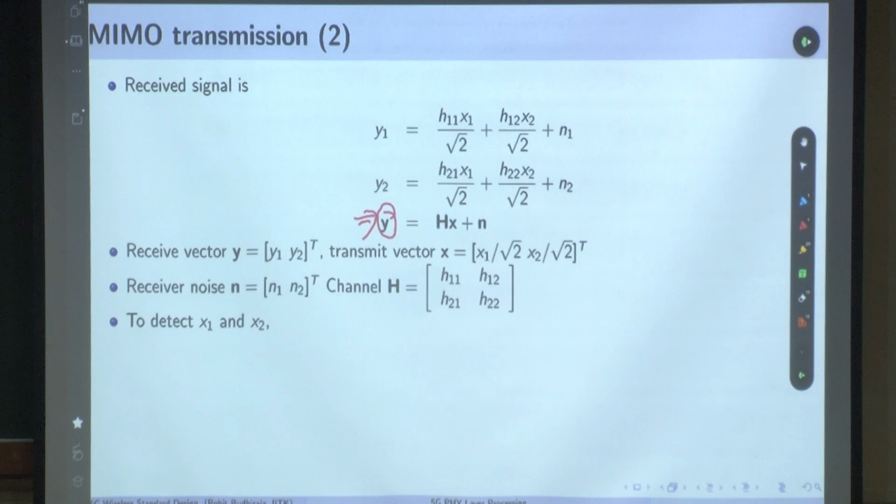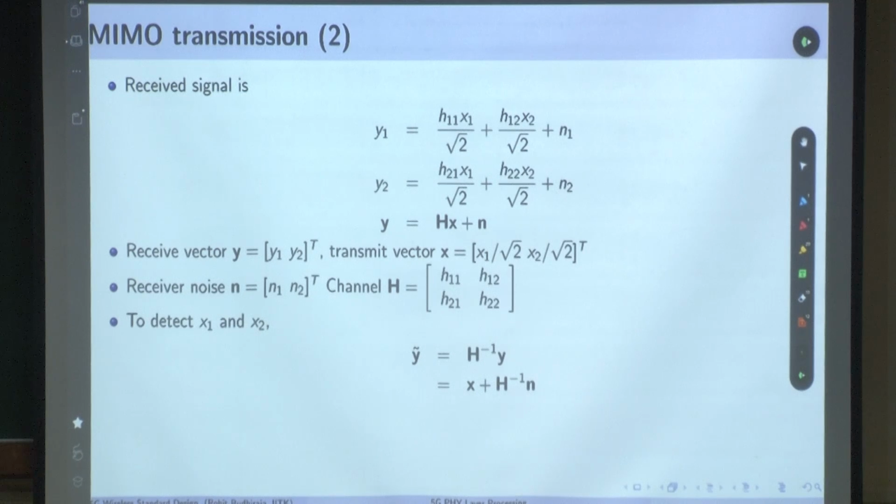So how will it detect x1 and x2? What will it do? It has this received signal y. What is it going to do? It's going to multiply it with H inverse. Let's look at this. What is the size of H? It is a 2 cross 2 matrix, correct? And what is the size of H inverse? It will again be a 2 cross 2 matrix. What is the size of y? Y is 2 cross 1, right? What is the size of y tilde? 2 cross 1, correct?